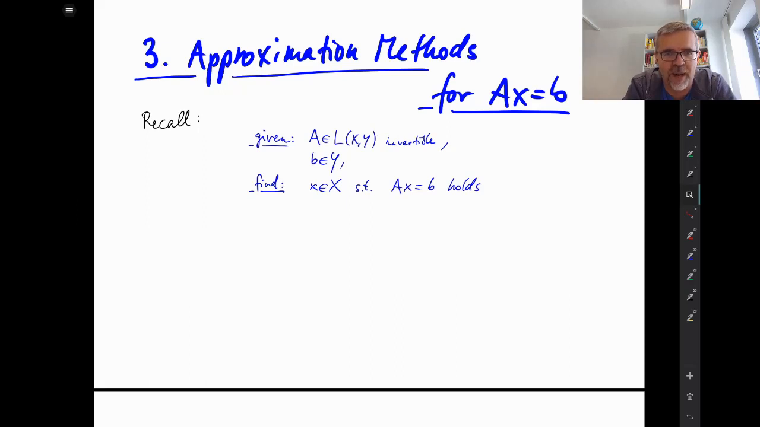Okay, now chapter 3, approximation methods. This is where this course really starts. And yeah, let's get started with this.